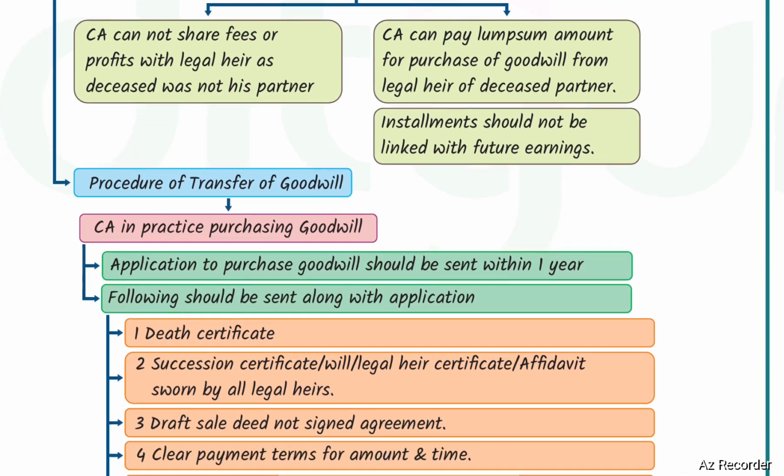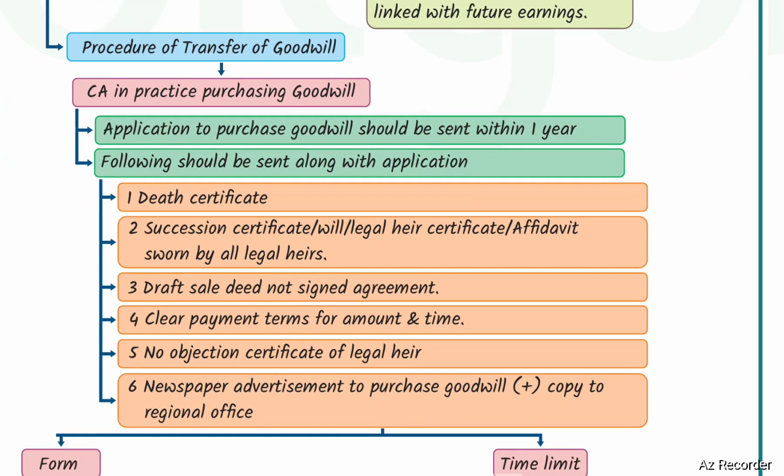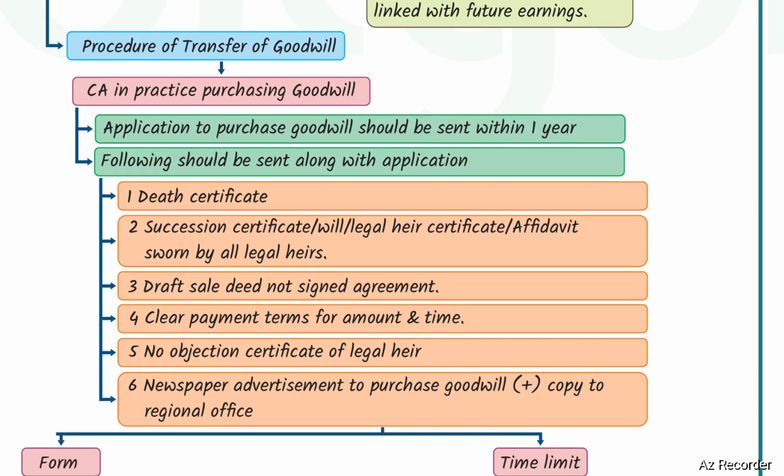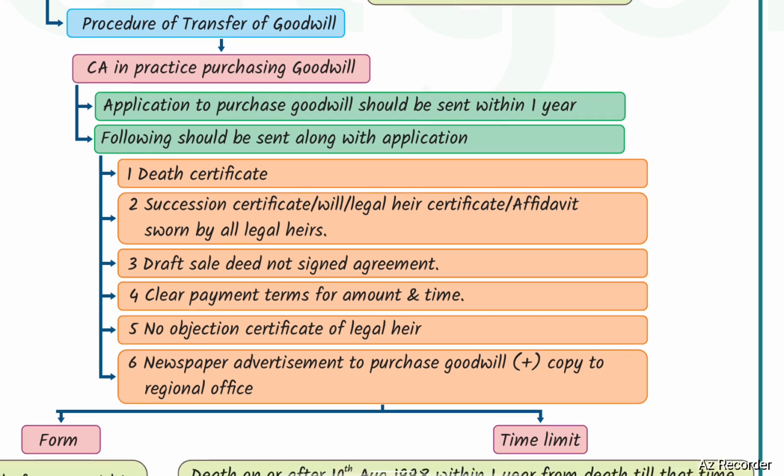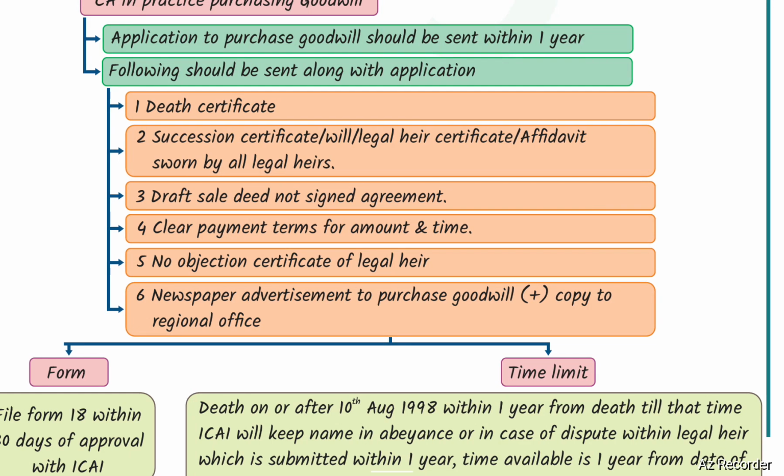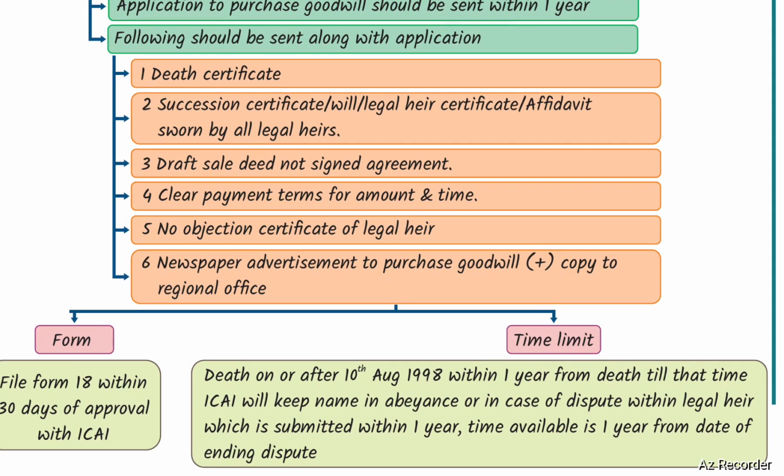Procedure for transfer of goodwill. The CA in practice purchasing goodwill should send the application to purchase goodwill within 1 year. The following should be sent along with the application: death certificate, succession certificate, or will or legal heir certificate, affidavit sworn by all legal heirs, draft sale deed, not signed agreement, clear payment terms for amount and time, no objection certificate of legal heir, newspaper advertisement to purchase goodwill, and copy to the regional office.